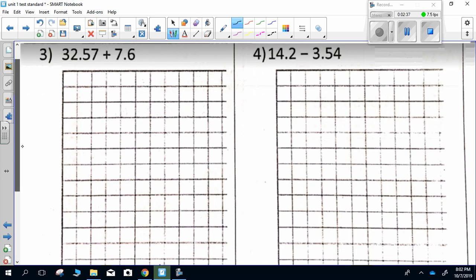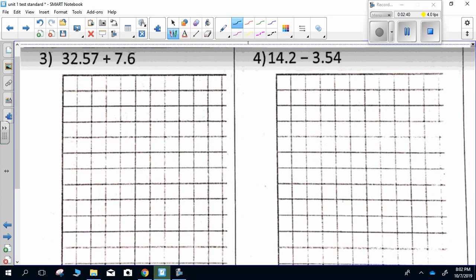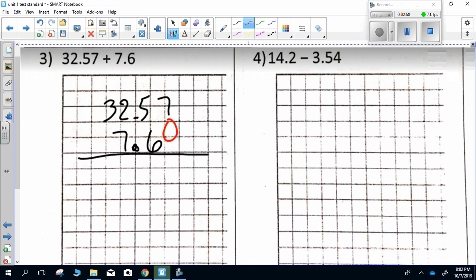Question number 3. You are adding decimals. So I remember when I add decimals, I write down my number. My first number is my line upper. My second one, I line up my decimal points, like so. I'm going to put in a 0 here, just to keep it all lined up, and then I'm going to be adding. So 7 and 0 are 7. 5 and 6 is 11. Carry that 1. 1 and 2 are 3, plus 7 is 10. Carry that 1. Get a 4. Bring the decimal point straight down. Answer is 40.17.